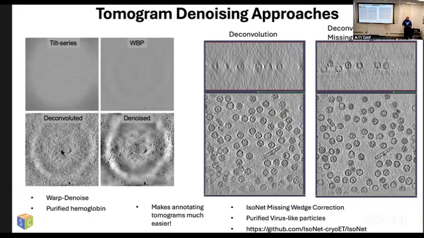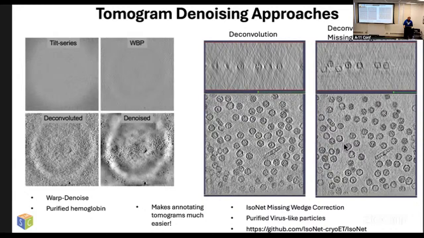So I'm trying to pick something up, right? And then the other thing that came out about 2022 was IceNet. So this actually does a missing wedge correction. And so what's showing here is actually a VLP. So if you look at this plane here, you can see that you have the missing wedge streaking. And then it'll actually come in and fill in the missing wedge, and then you get clear particles for picking. And this is purely just for picking purposes.